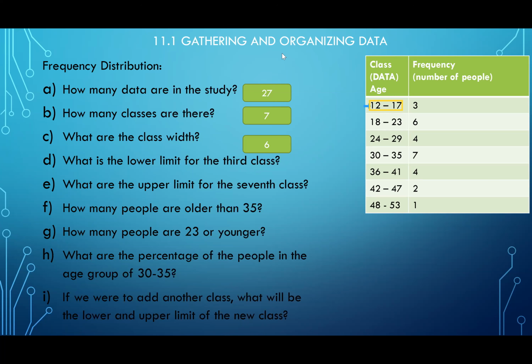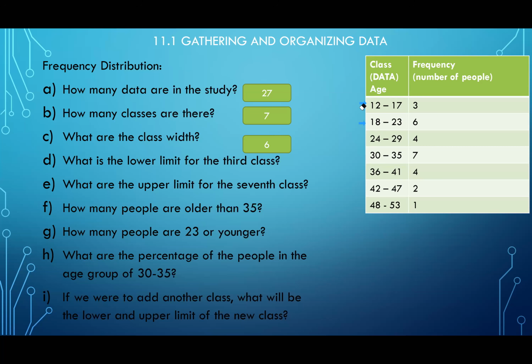Okay? So in short, this is what you need to do to find the class width. You ask yourself, from the first class, jump to the second class. How many units is that? From 12, jump to 18. How many items did you add? You add 6 items, right? 12 plus 6 gives you 18. 18 plus 6 gives you 24. 24 plus 6 gives you 30, and so on and so forth.